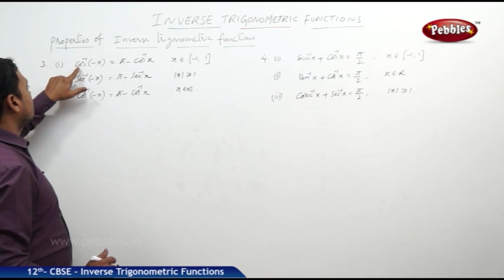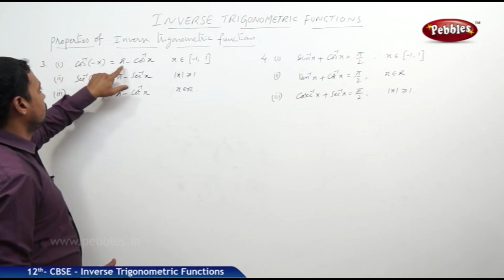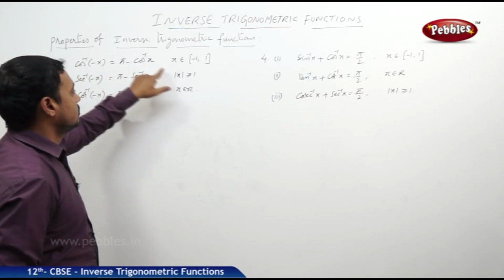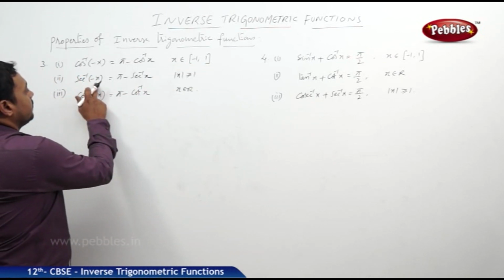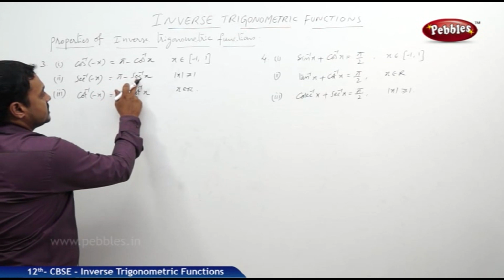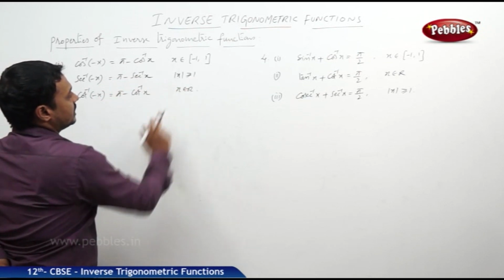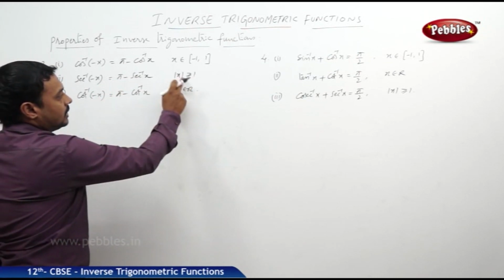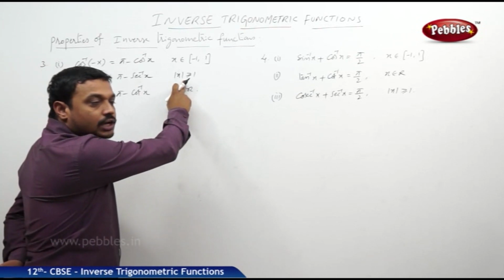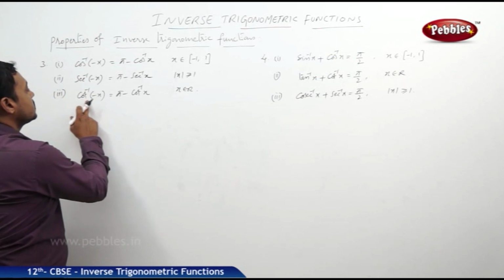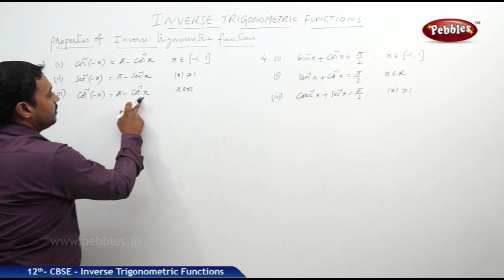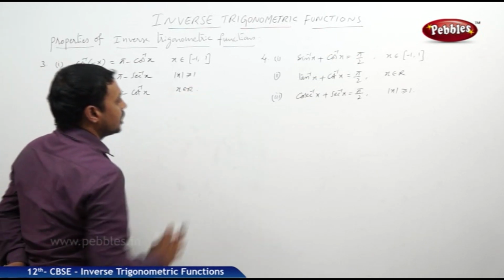Third one is cos inverse of minus x is equal to pi minus cos inverse x when x belongs to minus 1 to 1. Secant inverse of minus x is equal to pi minus secant inverse x when mod x is greater than or equal to 1. It is nothing but x is either less than or equal to minus 1 or greater than or equal to 1. Cot inverse of minus x is equal to pi minus cot inverse x for all x belonging to R.